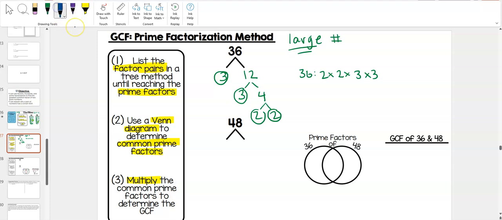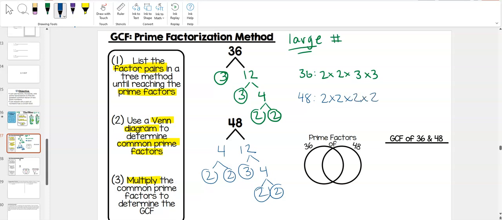Awesome. Now down here, we're going to do 48. Why don't we do 4 and 12 again? 4 is not prime, so we're going to break that apart. We've got two 2s. 12 is not prime, so we're going to break that apart into 3 and 4, and again, another 4. So for 48, our factors are 2 times 2 times 2 times 2 times 3.